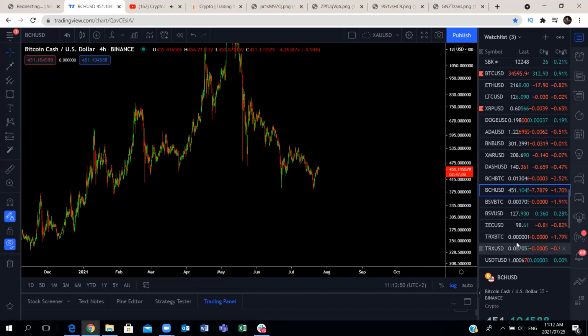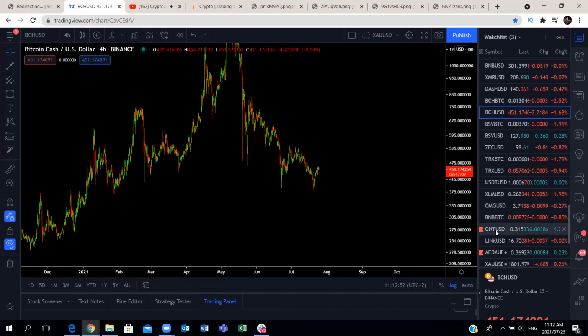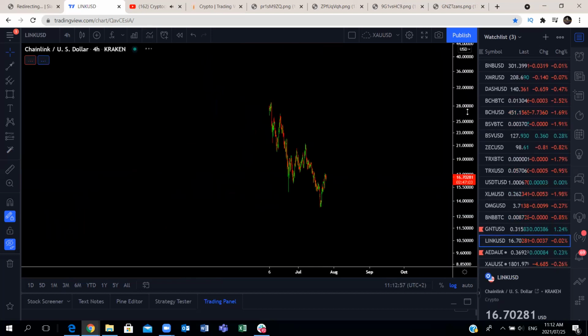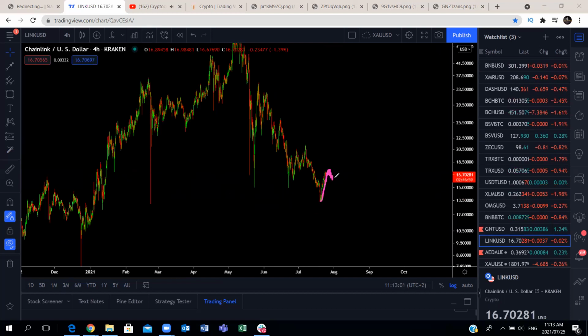All right, and lastly, let's have a look at Link. So Link, expect a 3-wave pullback to around these levels. That is what we're expecting on Link. And that's all I have for you this week, guys.